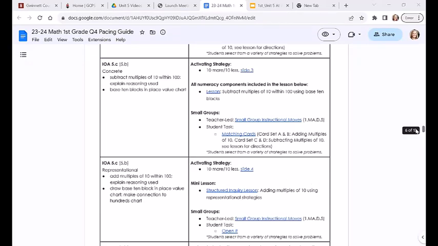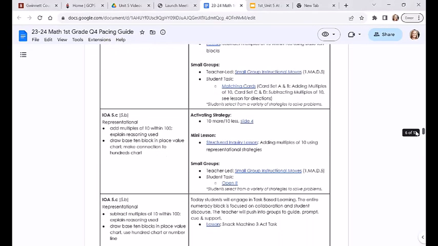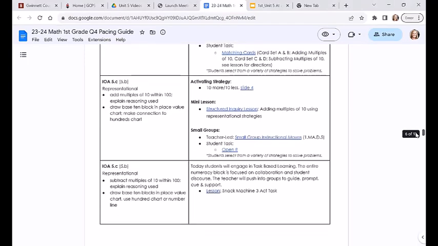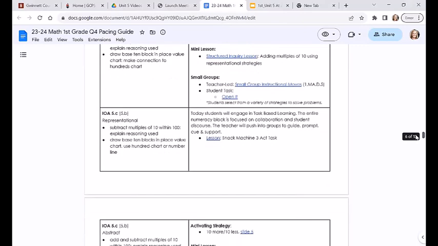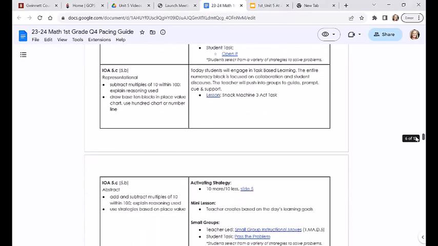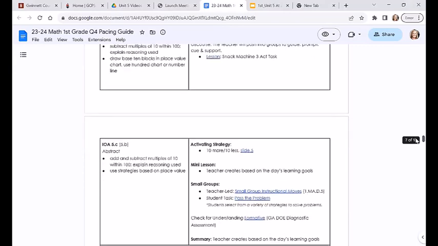Okay, so that was our structured inquiry lesson for 5C for that representational. We're going to continue to work with 5C. We're going to utilize hundreds charts and number lines to really get them proficient with adding and subtracting multiples of 10 within 100. And then that final day is your abstract day.